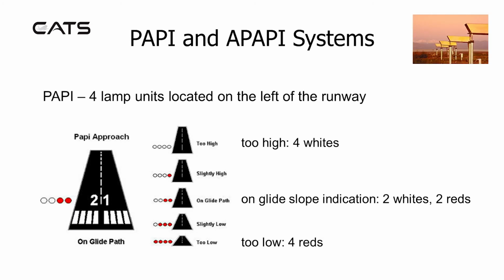Precision Approach Path Indicator (PAPI) and abbreviated PAPI systems. For the PAPI there are 4 lamp units located on the left of the runway. Too high it will indicate with 4 whites. On glide slope it will indicate 2 whites, 2 reds, and too low 4 reds.